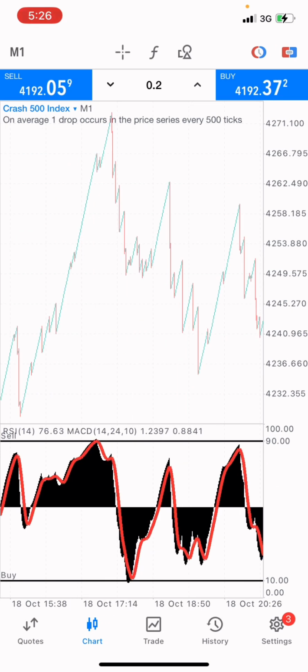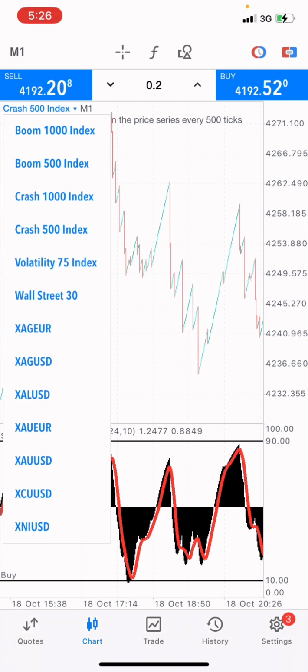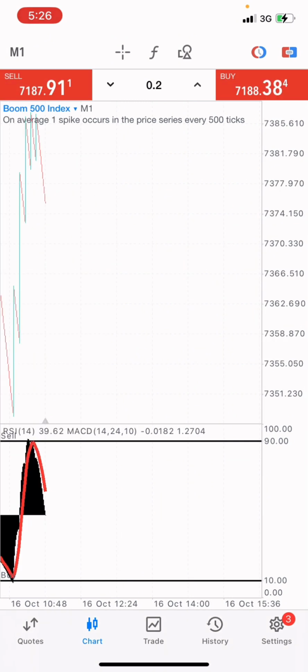So when you're trading using this MACD indicator and the RSI, you want to make sure that you know all these things, what you observe, so that you'll be able to see a possible buy and sell entry. All right, now let's go over to the boom market. Usually go over to the boom 500 index market.